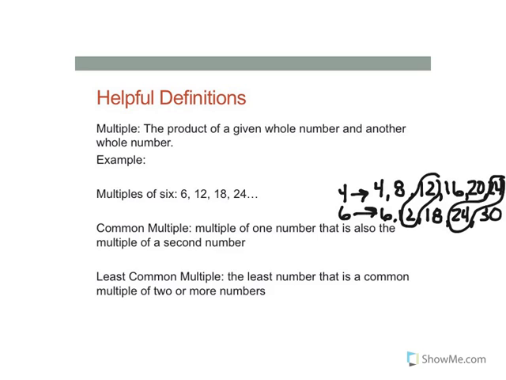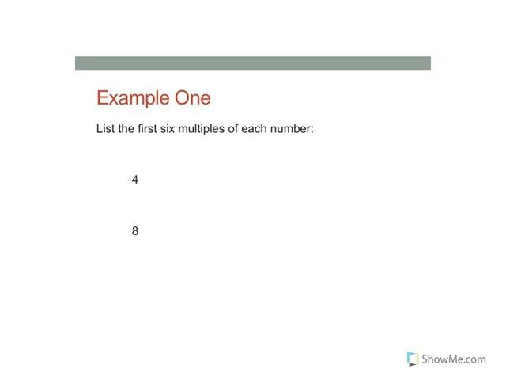Now that brings us to the least common multiple. The least common multiple is the least number that is a common multiple of 2 or more numbers. So if we use the 4 and 6 example, the least common multiple would be 12 because it is the lowest or least multiple that they have in common. Please write these definitions and examples in your math notes.